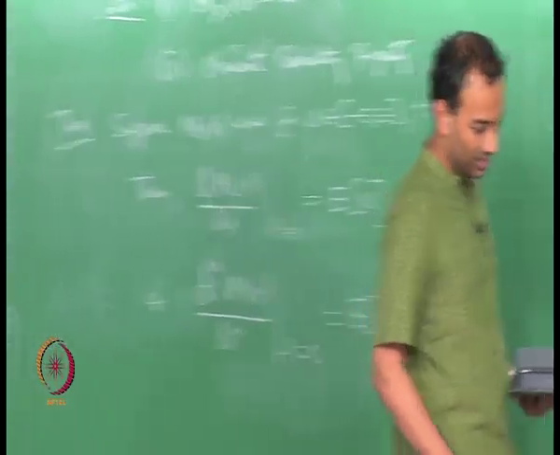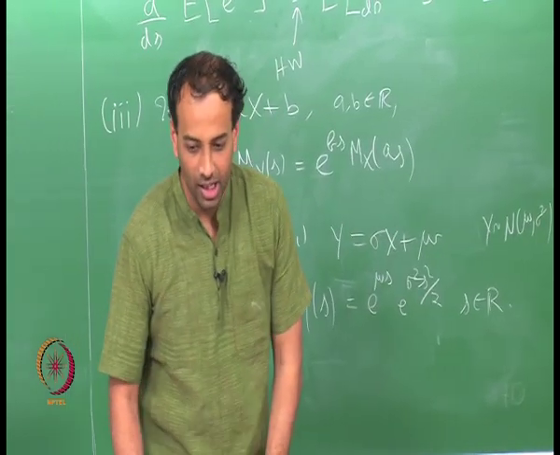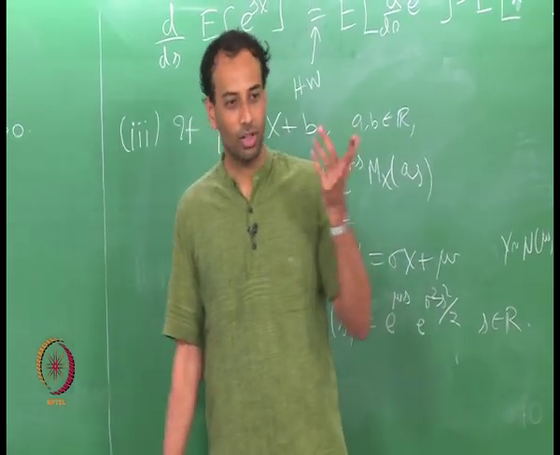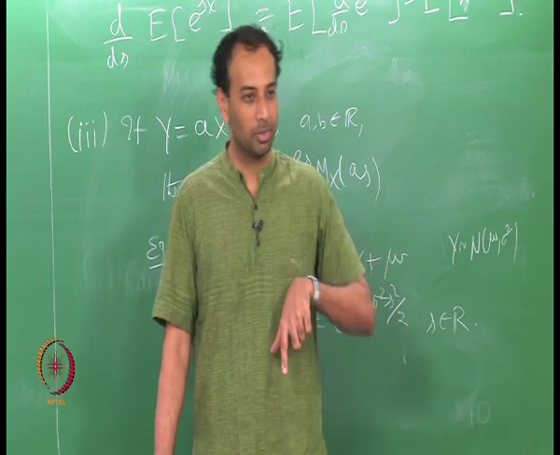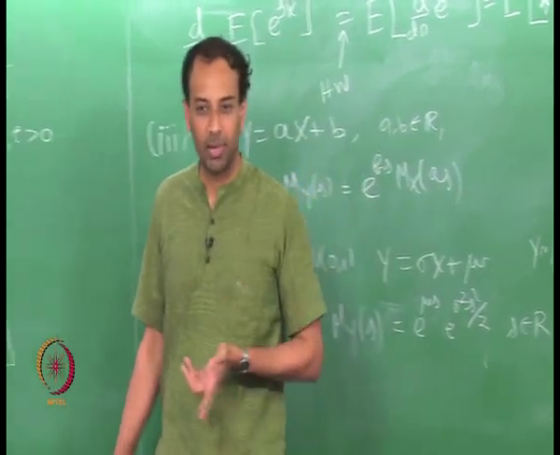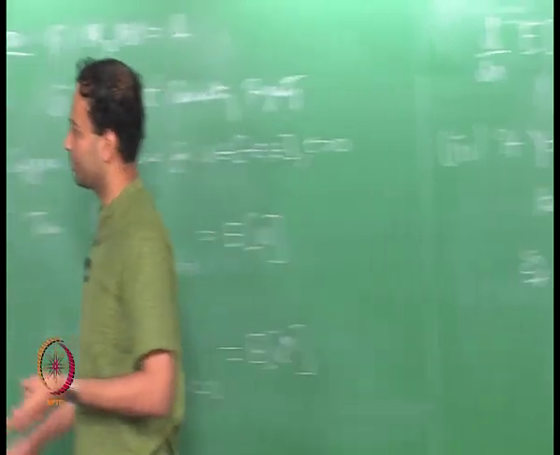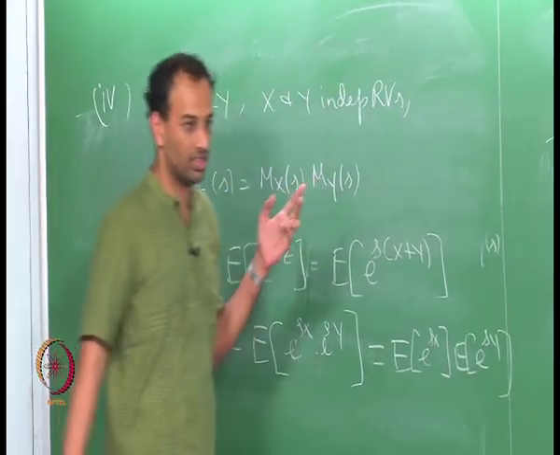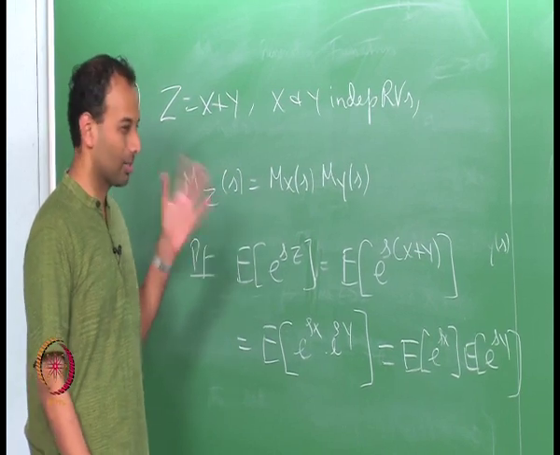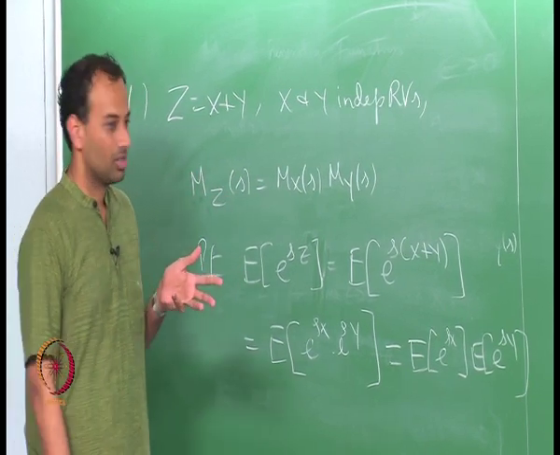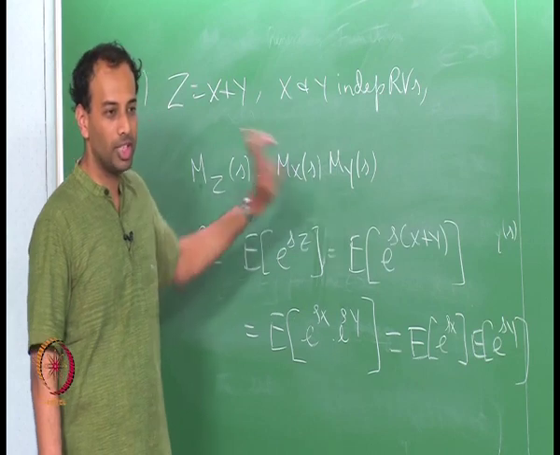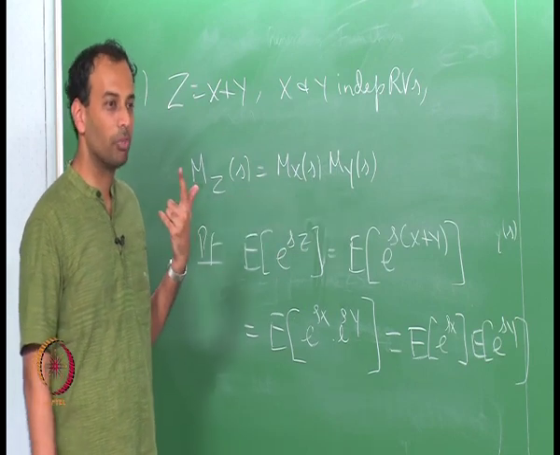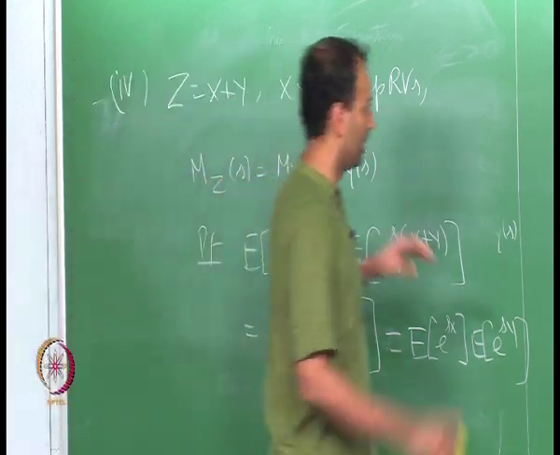So, this is exactly like in signals and systems. Instead of convolving functions, you multiply Laplace transforms and invert back. That is exactly what you are doing here. So, if x and y had densities, then you would convolve the densities, but that convolution is an awkward operation. So it is better to take transforms, multiply and transform back.